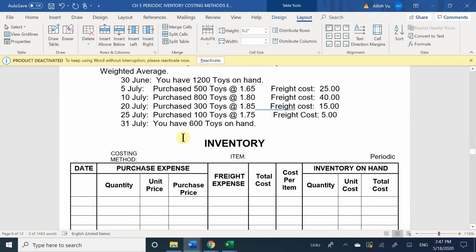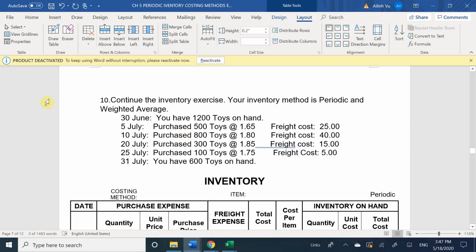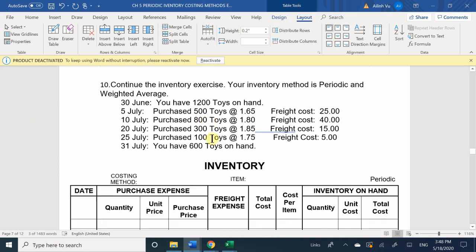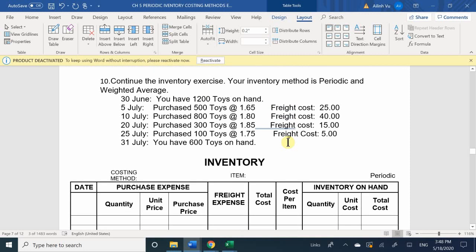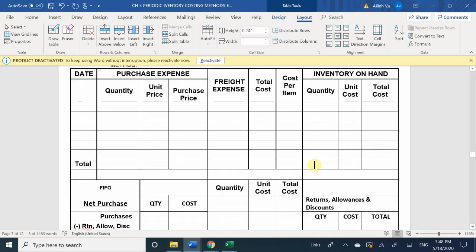Okay. So, here again, we are continuing from the inventory exercise. Your inventory method is periodic and weighted average, okay? So again, here we recognize that on June 30th, you have 1,200 toys on hand. How much did it cost us? $1,632.50. So let's go ahead and recognize that in our inventory.